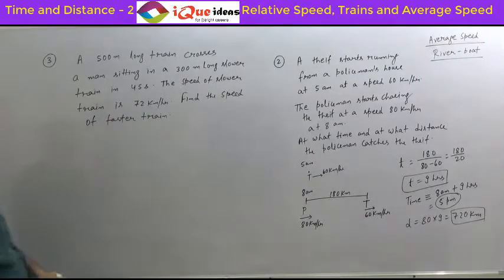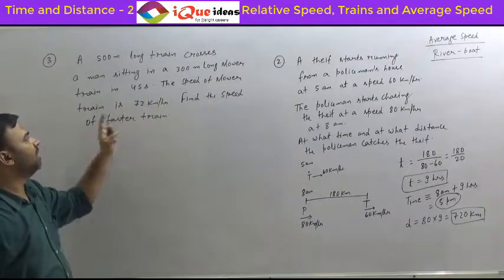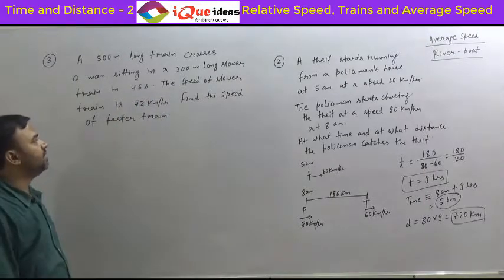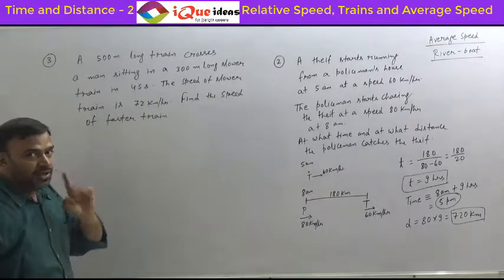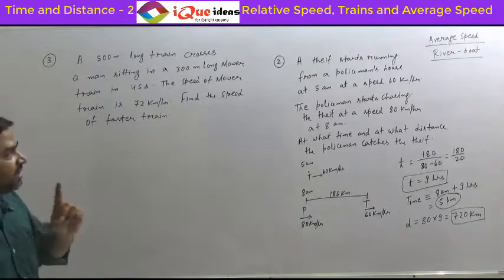Read the question carefully. A 500 meter long train crosses a man sitting in a 300 meter long slower train in 45 seconds. The speed of the slower train is 72 kilometers per hour. Find the speed of the faster train. Here we do not have to consider the crossing of two trains. Please read the question very carefully.